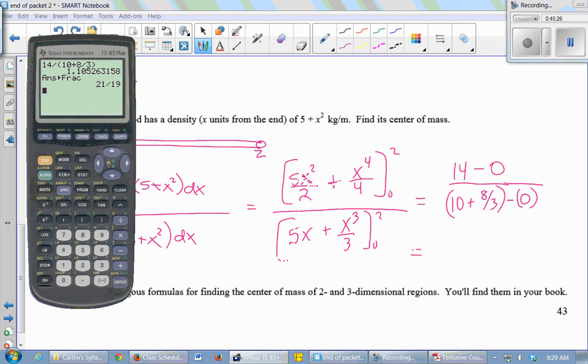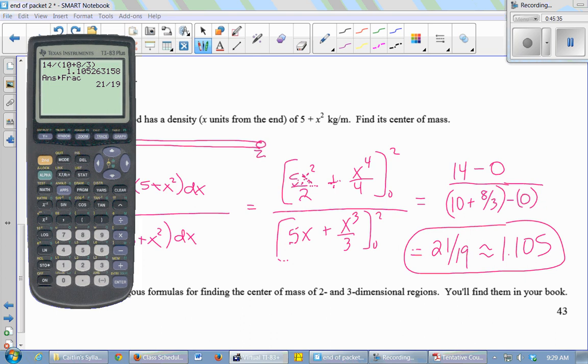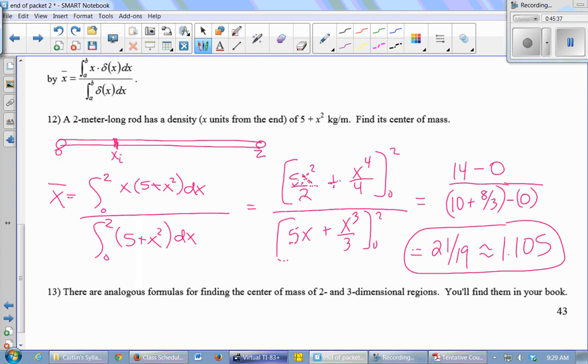That gives 21/19, which is approximately 1.105. So there is my center of mass. The balancing point for this 2-meter long rod is just a little bit past the halfway point.